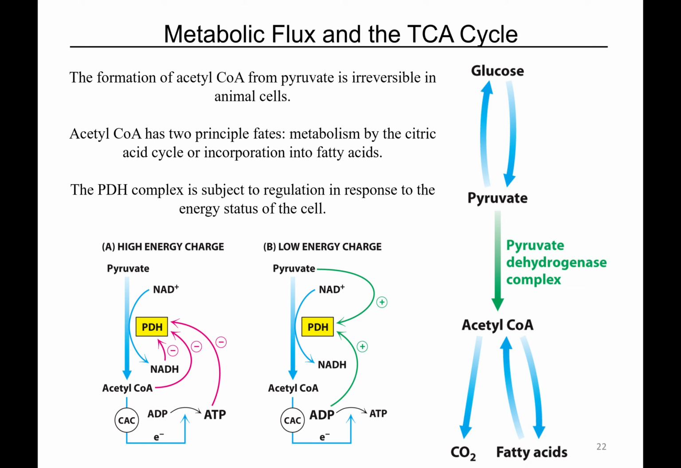And there's direct product inhibition. A buildup of acetyl-CoA also inhibits it. So lots of downstream signals will inhibit the pyruvate dehydrogenase complex. And if this complex is inactive, we're not converting pyruvate to acetyl-CoA, so there's no way to enter into the TCA cycle. The opposite is true at a low cellular energy charge.